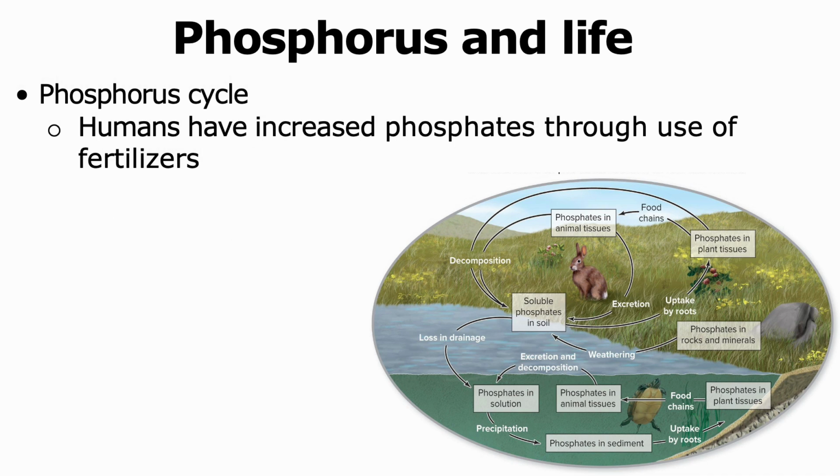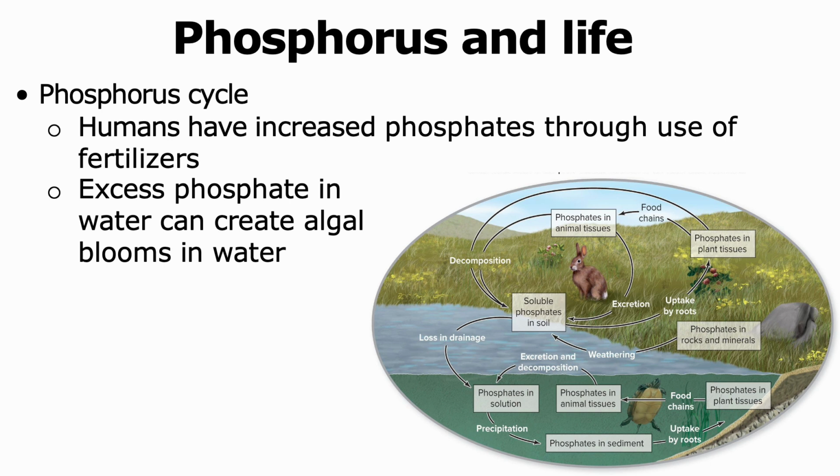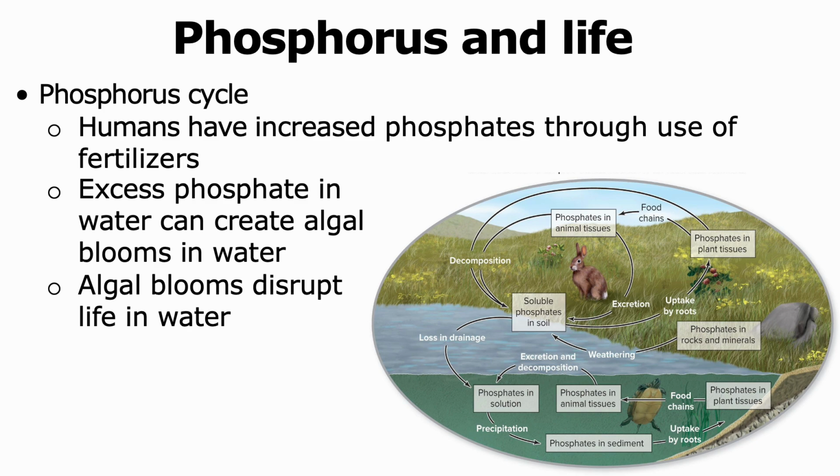Humans have impacted the phosphorus cycle through the use of fertilizers. Fertilizers are usually rich in nitrogen as well as phosphorus, and hence can affect both the nitrogen and phosphorus cycle. The excess of phosphate due to the presence of fertilizers can increase the phosphate content in water and create algal blooms the way excess nitrogen can create algal blooms. These algal blooms can disrupt life in water.